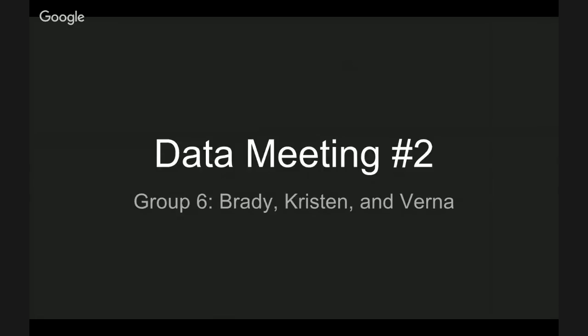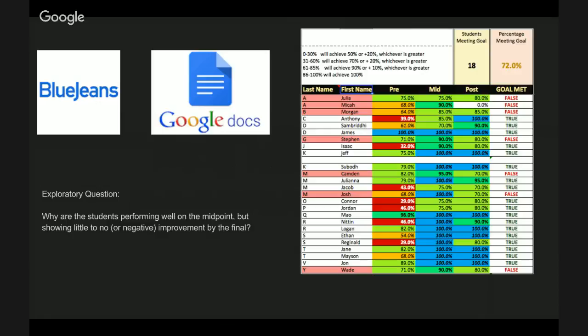So for this meeting, we decided to go with my data, which was awesome for me because it's nice to see how this is actually applied to the data that I collected in school this past semester. And the exploratory question we used is, why are students performing well in the midpoint but showing little to no or negative improvement by the final? This is important to me personally because I use this data for my SLO this year. And as you can see, I only reached 72% of my goal. So it's important for me to reflect so I can improve for next year.